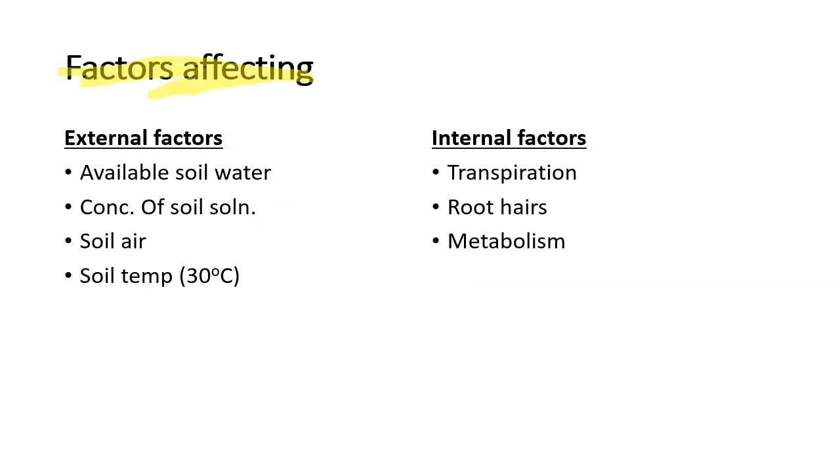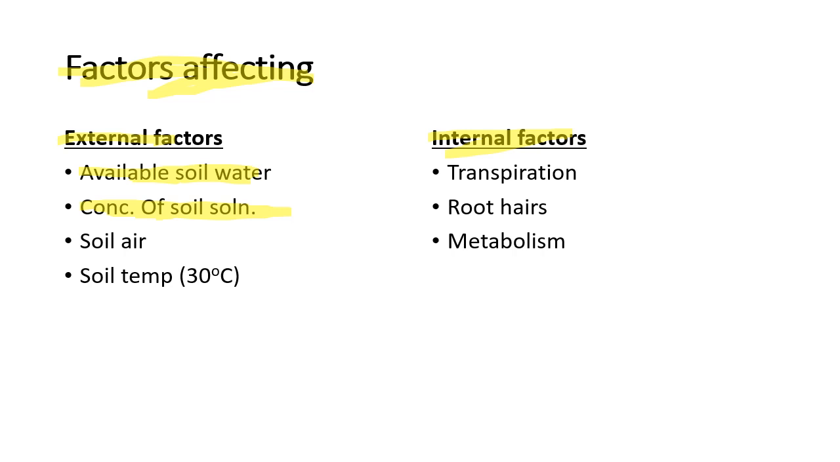So what are the factors affecting water absorption? There are external factors and there are internal factors. The first one would be the available form of soil water. As we discussed earlier, the capillary form of water is readily available for the plants to absorb, whereas types of water like hygroscopic water, gravitational water or chemically bound water are not readily available for the root hairs to absorb.